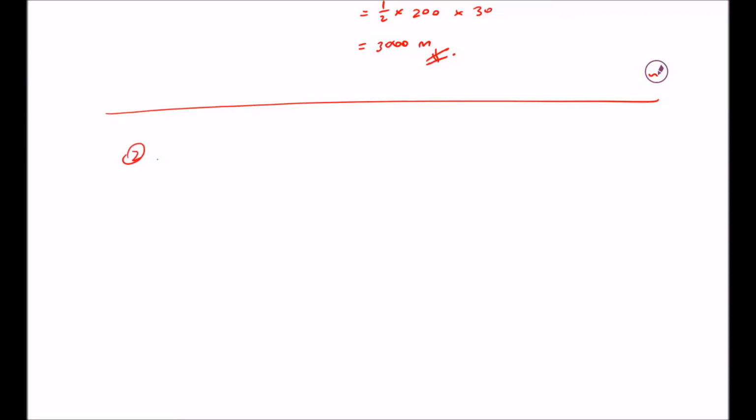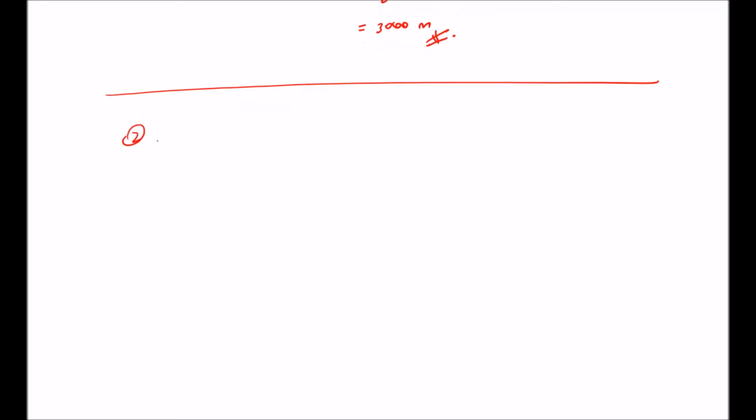Question 2. When a driver hits the brake, his car decelerates at a uniform rate of 2 meters per second square. His car stops in 9 meters. So the question wants you to find how long does it take for him to stop. So again, a velocity time graph.